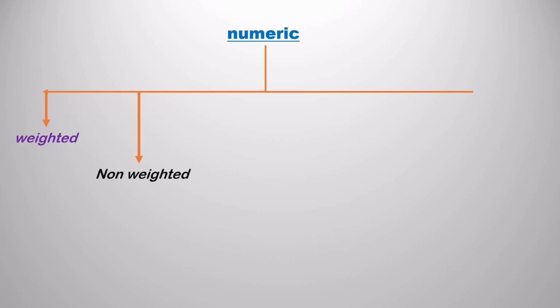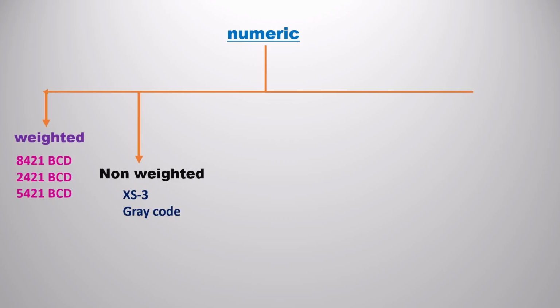So we have two types in numeric. All these things up to now we saw in numeric only. There are many types in numeric. The first one is weighted and the second one is non-weighted. We will see some examples also. These are the examples of weighted codes in numeric: 8421, 2421, 5421 BCDs. And in non-weighted codes we have XS-3 and gray codes. If you don't know about XS-3 code and gray code, don't worry, in this video we are going to discuss them briefly. In the upcoming videos we are going to discuss them in detail.